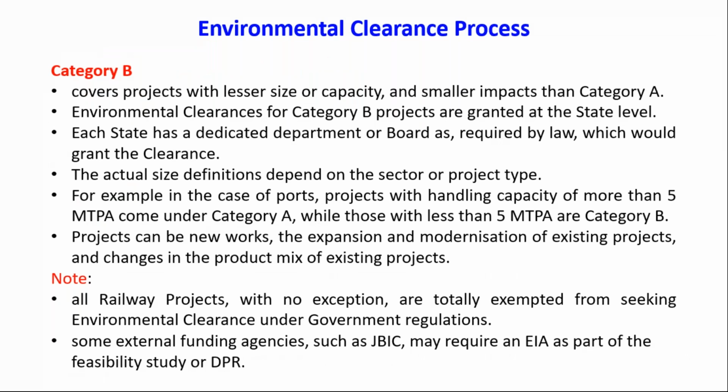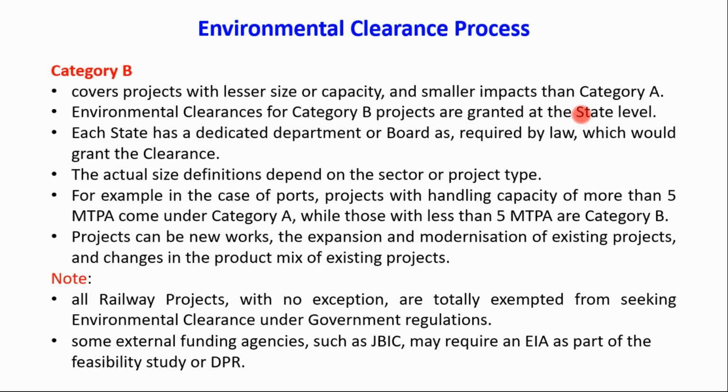What is category B? Category B covers projects with lesser size or capacity, because we have already discussed that category A is the more capacity, more size projects and having greater cost. Now category B is having lesser size or capacity and with less cost. Environmental clearance for category B projects is granted at the state level. That is the main difference between category A and B projects.